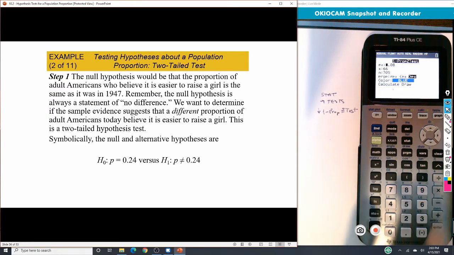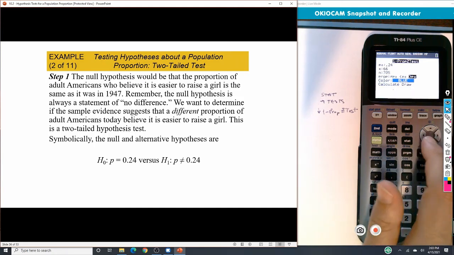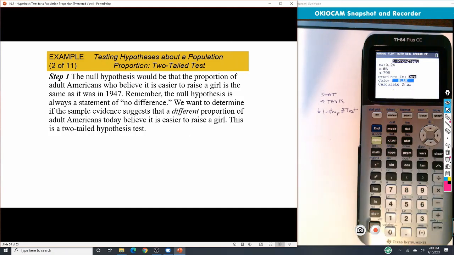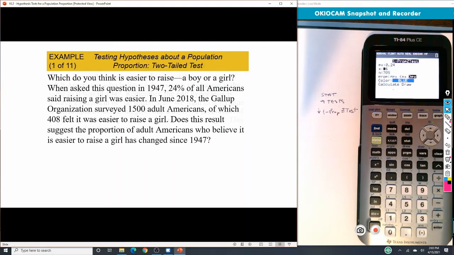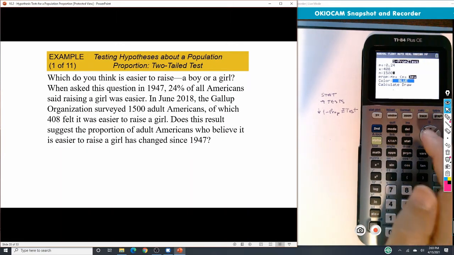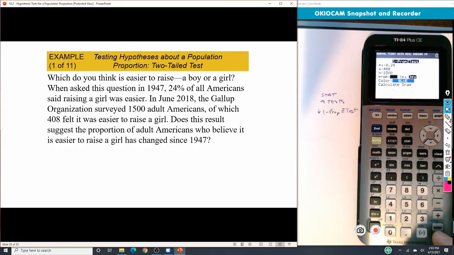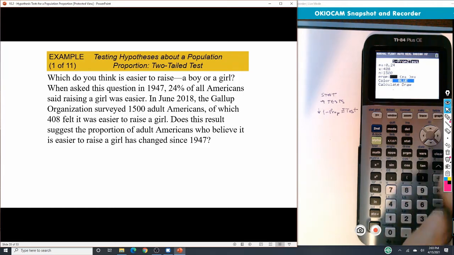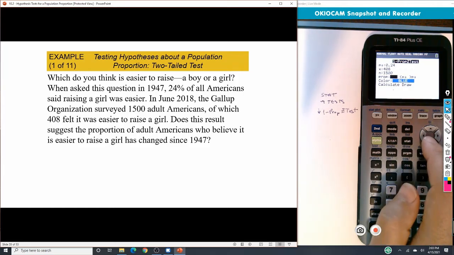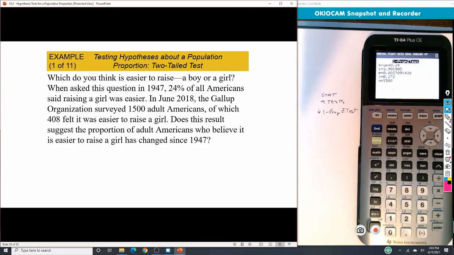All right, so we know here that our probability is 0.24. Okay, now if we go back here and look at our numbers, we saw there were 408, and then out of 1,500, and this time it's a does not equal. They just say differently with them. They say it's not a less than or greater than on those, and then we want to calculate.